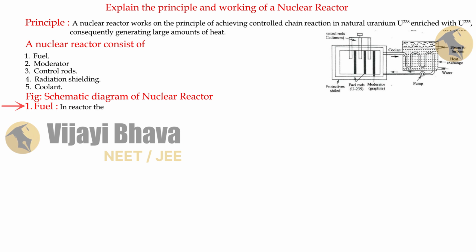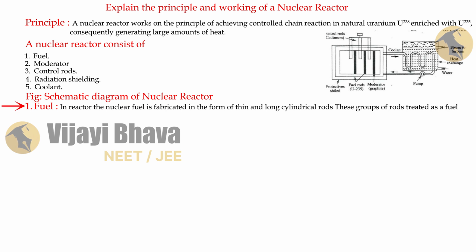First, the fuel or the fuel rods. In a nuclear reactor, the nuclear fuel is fabricated in the form of thin and long cylindrical rods. These groups of rods are treated as a fuel assembly. These rods are surrounded by coolant which is used to absorb and transfer the heat immediately produced in them.